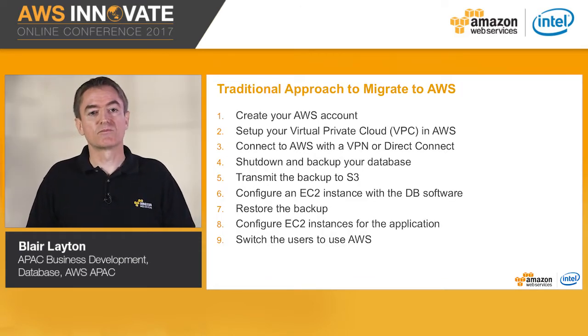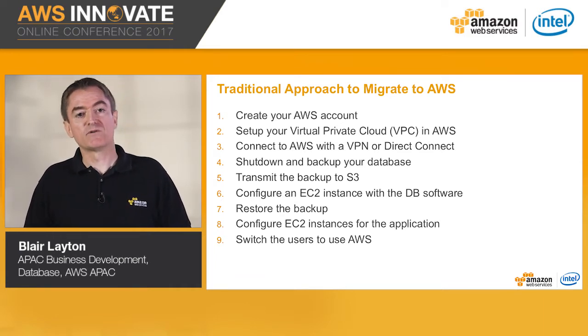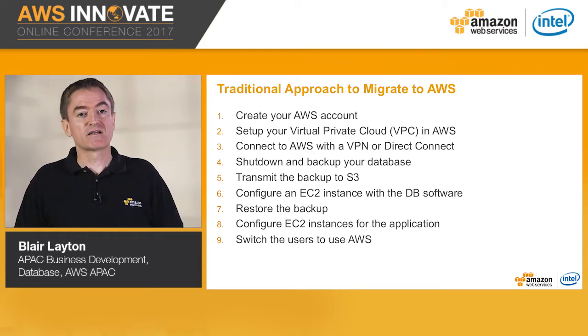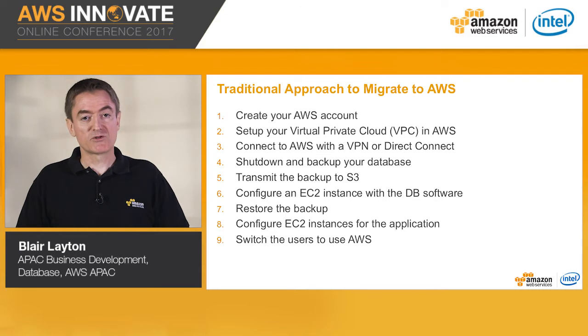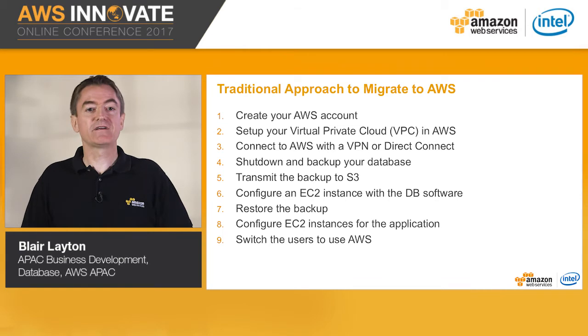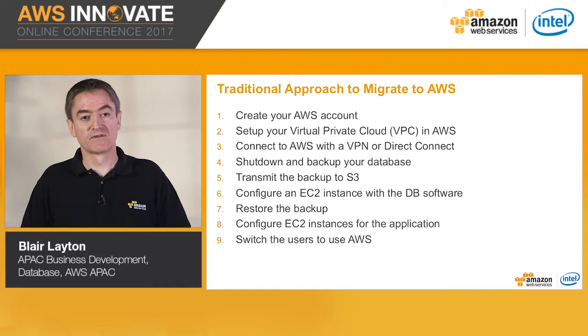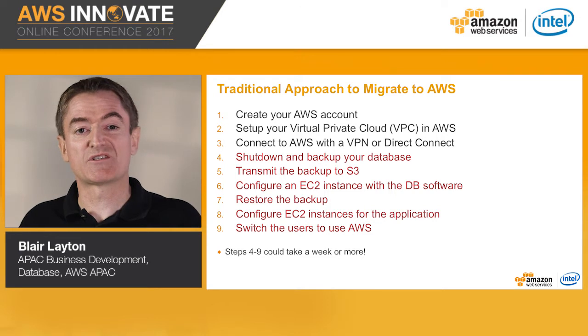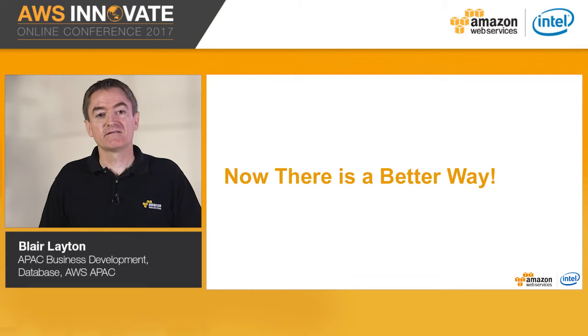Let's take a look at the traditional approach of migrating a database to AWS. First, you need to create your AWS account, set up your virtual private cloud in AWS, connect to AWS with a VPN or Direct Connect, shut down and back up your database, transmit the database backup to S3, configure an EC2 instance with the database software, restore the backup, configure the EC2 instance for the application, and finally switch the users to AWS. If you take a look at steps 4 to 9 that I've highlighted in red, that process could take a week or more, and that's completely unacceptable for most customers. Now, there is a better way.